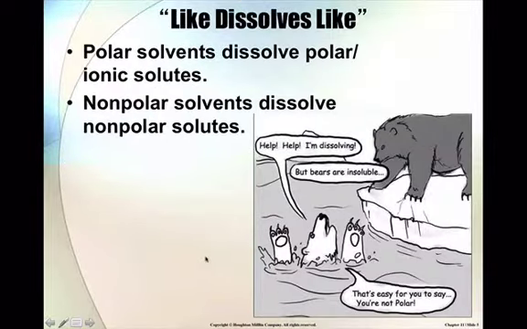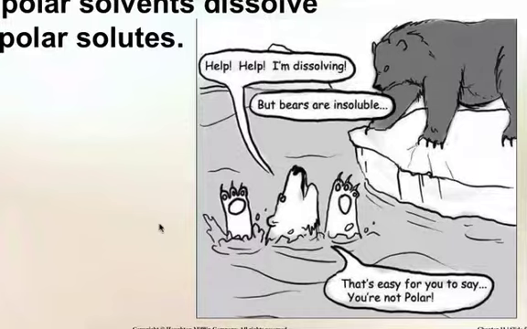All right. Let's see, now we're going to talk about how do we get solutes to dissolve in solvents? How do we know if they're going to go or not? And the big thing that you're going to hear is like dissolves like. So polar solvents, say we have water, is going to dissolve a polar or ionic solute. So if you have something that's polar, it's going to dissolve something else that's polar. Your nonpolar solvents are going to dissolve nonpolar solutes. So like dissolves like. And then here's a little cartoon to kind of help you out with that.